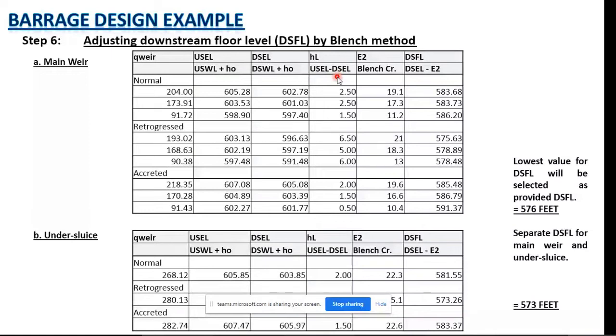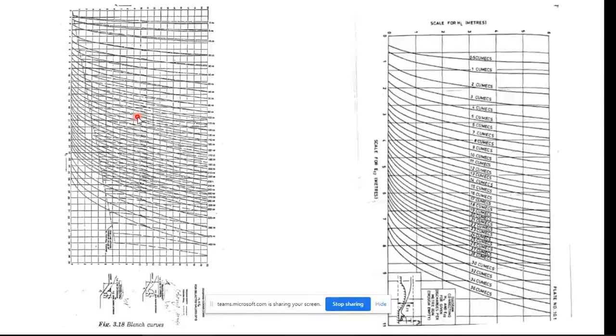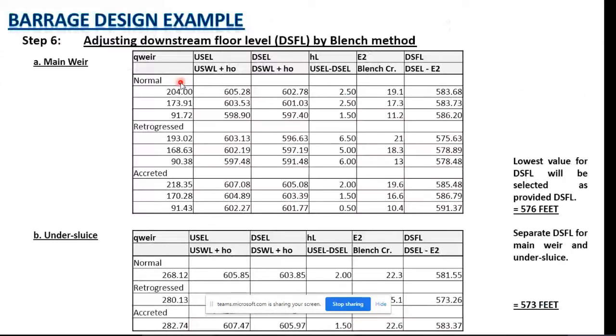From the value of specific discharge and head loss, you have to consult the Blench curves. For any value of head loss, say 10 feet, and a specific discharge of 10 cusecs per foot, the specific energy on the downstream side is 4 feet. So for your case, you have to calculate the head loss and the specific discharge passing over the weir.